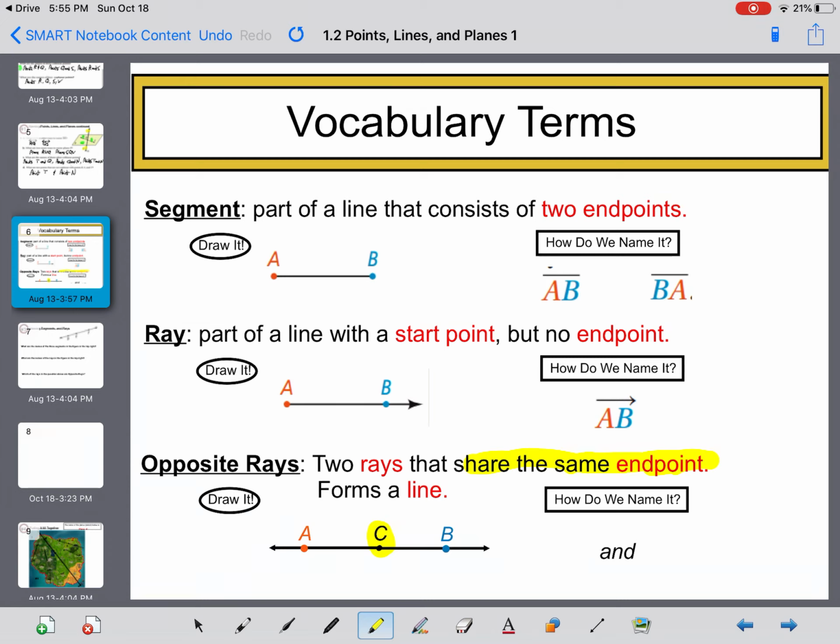Now, C is in the middle of this line, so when you try to visualize it, you say, well, how is that an endpoint? Because remember, this is two rays, meaning that ray AC and ray CB are two distinct rays, an endpoint and then an arrow, an endpoint and an arrow. And visually, now that they're combined, they create a line. So we name these opposite rays ray CA and CB. Okay, you write them together, CA and CB.